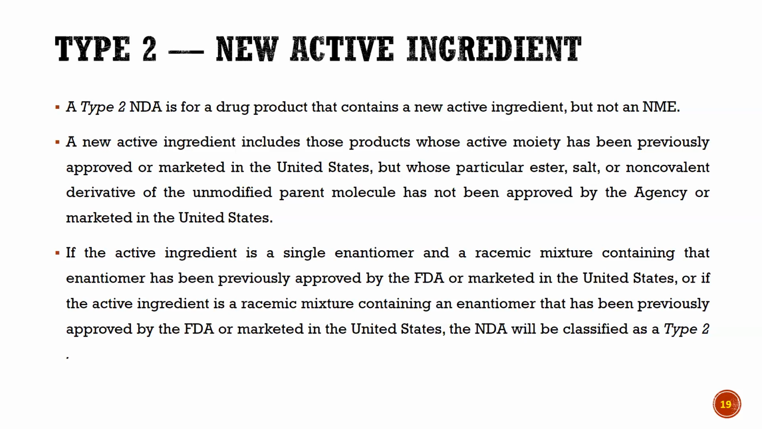For example, if you are adding multiple active ingredients to the same product, the type 2 will be used. If the active ingredient is a single enantiomer and a racemic mixture containing that enantiomer has been previously approved by the FDA or marketed in the United States, or if the active ingredient is a racemic mixture containing an enantiomer that has been previously approved by the FDA or marketed in the US, this type of NDA will be classified as a type 2 NDA.